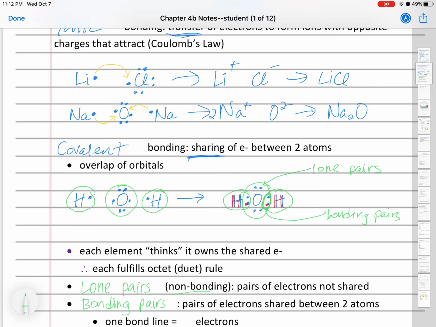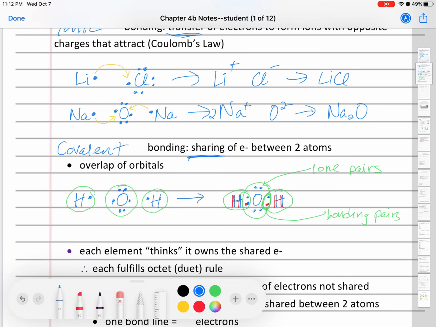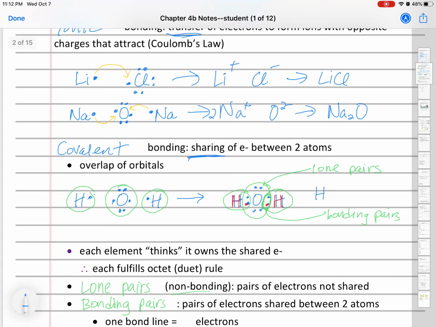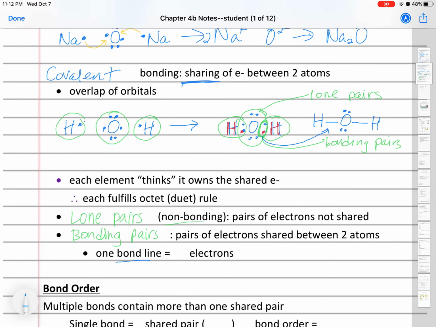We could write this molecule out in a Lewis structure where we show the bonding pairs as a line and the lone pairs still as their 2 dots. This represents a bonding pair. One bond line actually represents 2 electrons, so you can think of it as there being 2 electrons here that are being shared in that bond. When elements are sharing an electron, they think, quote unquote, that they own those shared electrons. Therefore they each fulfill the octet rule.